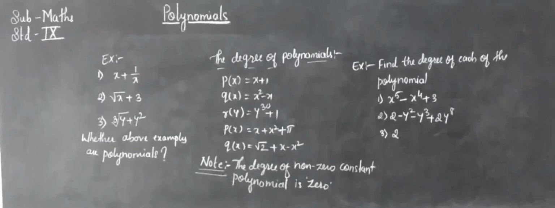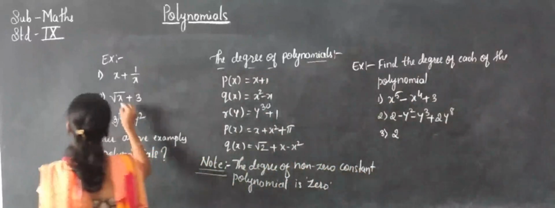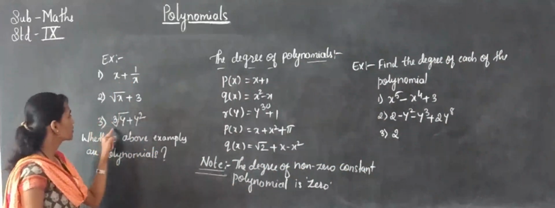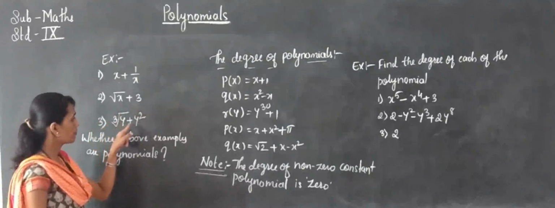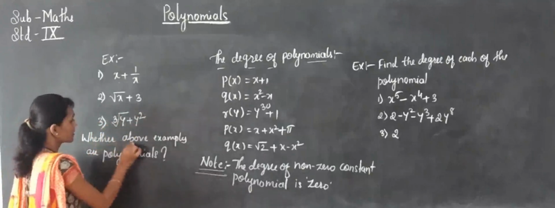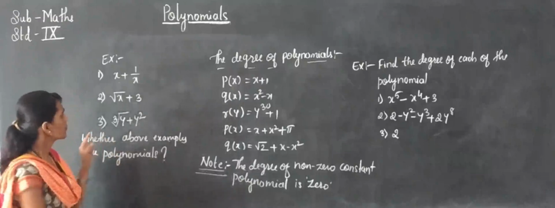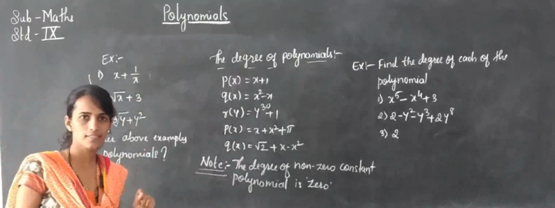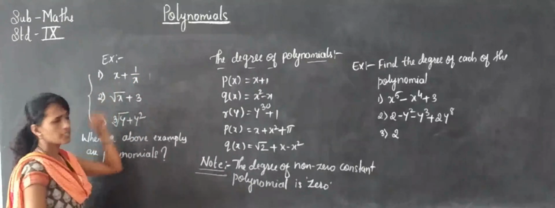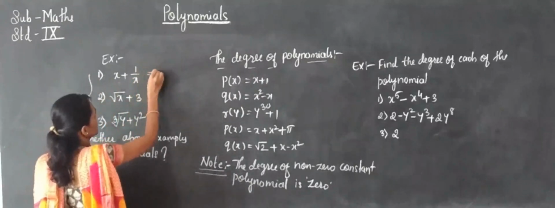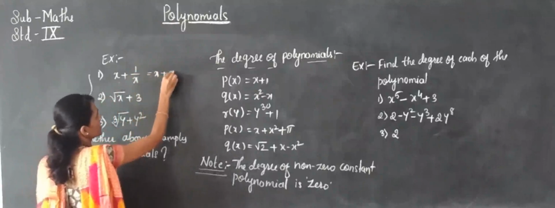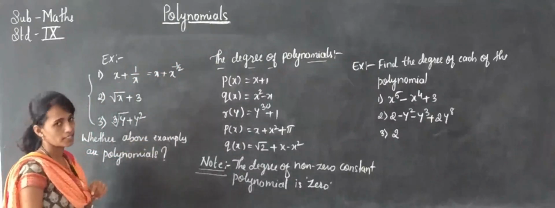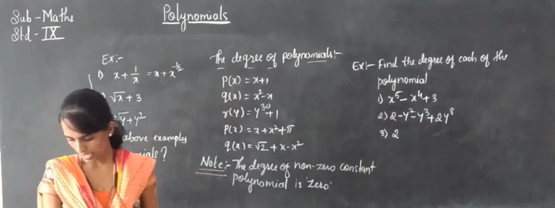So here are some examples we will see. Consider these examples: x plus 1 by x, second x plus 3, third is y plus y square. The question is whether these three are polynomials or not. So whether these are polynomials, see here. x plus 1 by x, we can write as x to the power minus 1 by x. Yes or no? Like that we can write here.